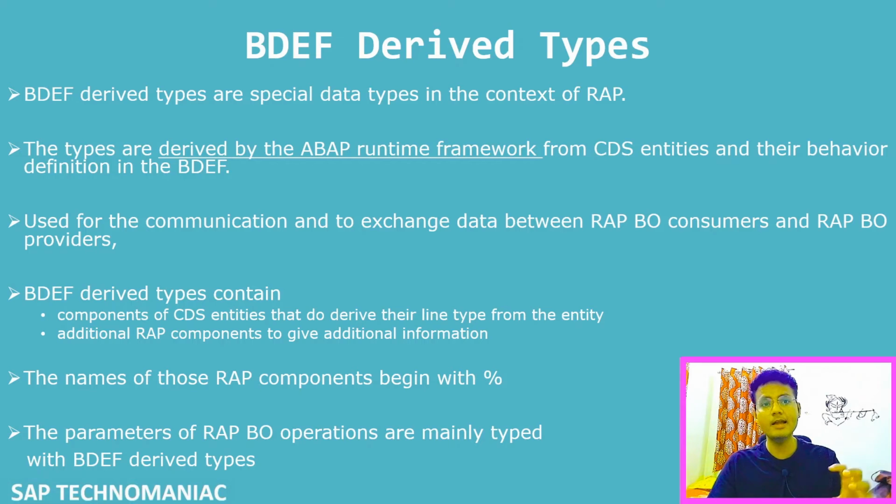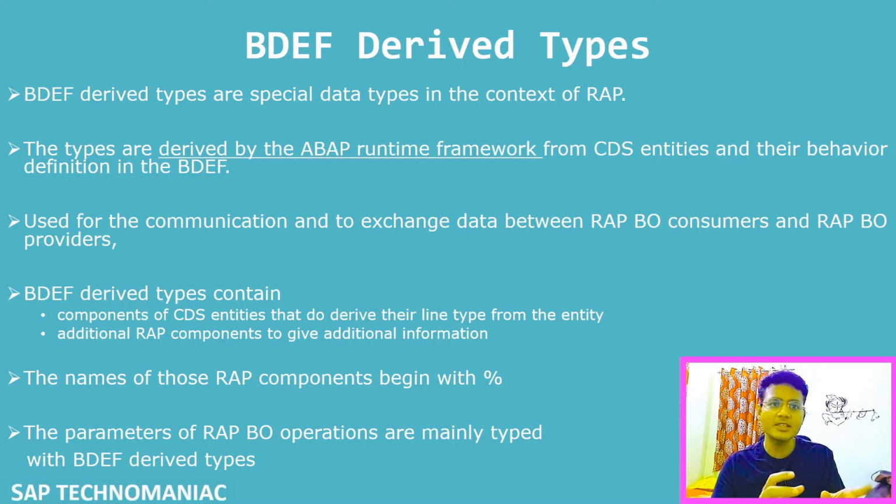Suppose I want to create data, or suppose I want to update based on these key fields, and this description I want to update. This information I have to give to the business object, and the business object also replies to me that it has been updated successfully. For this exchange there are two terms: RAP BO consumer and RAP BO provider. The consumer gives the information to the BO provider, the business object provider.